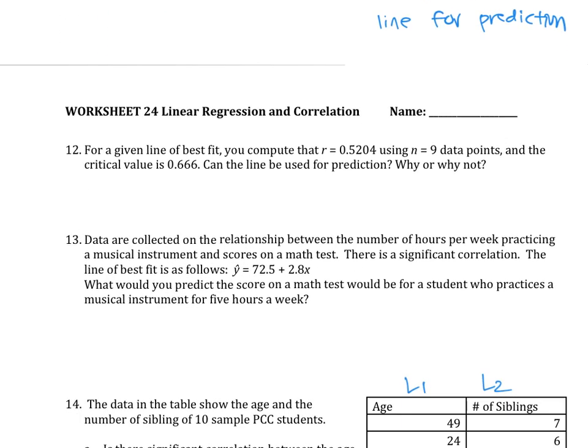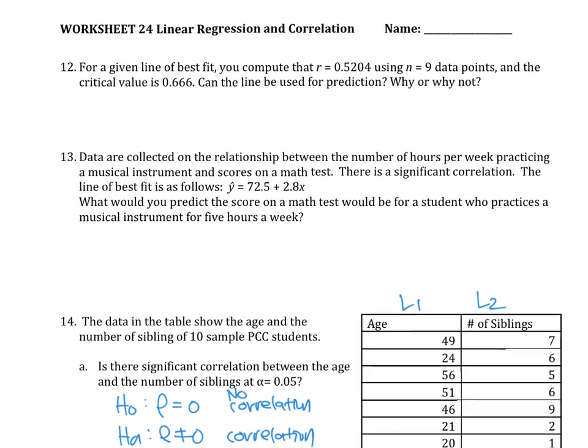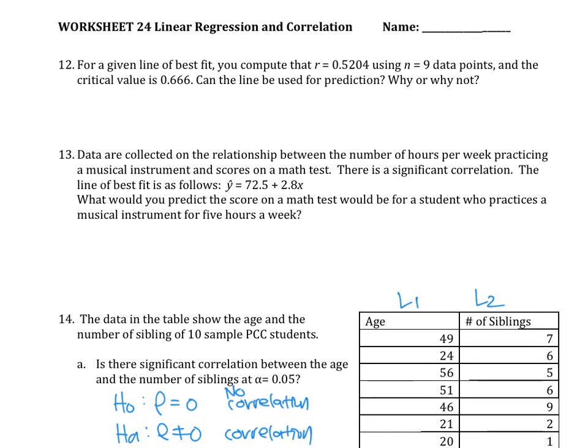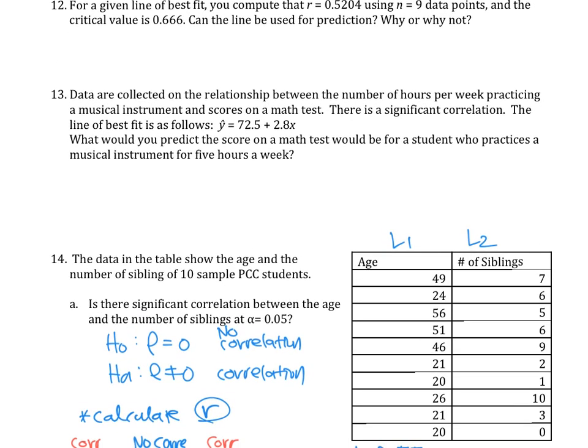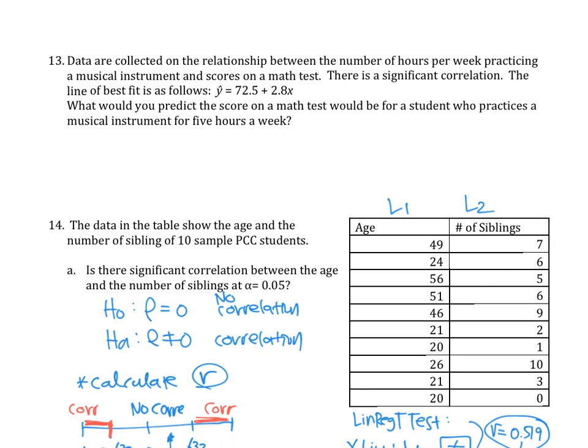Let's look at the next one here. I'm going to have you try number 12. And after you're done with number 12, let's look at number 13. It says data collected on the relationship between the number of hours per week practicing a musical instrument and the score on a math test. Interesting. There's a significant correlation. So they're correlated, which means I can use the line to predict what score you're going to get by looking at how many hours you practice per week, right?